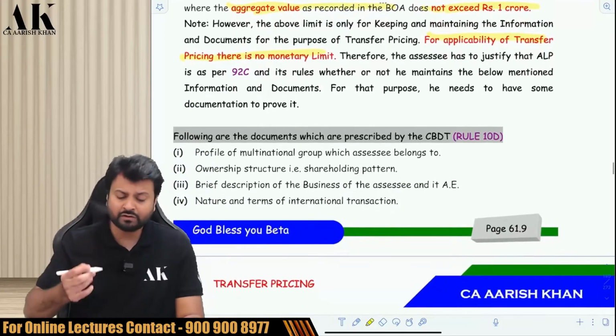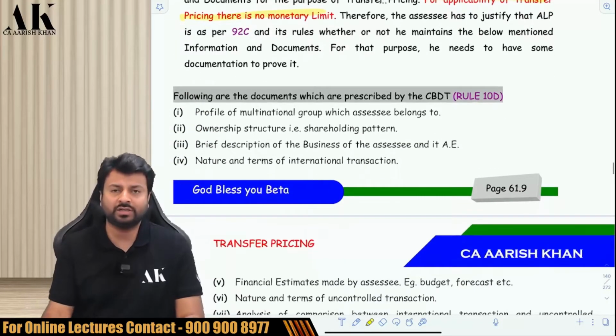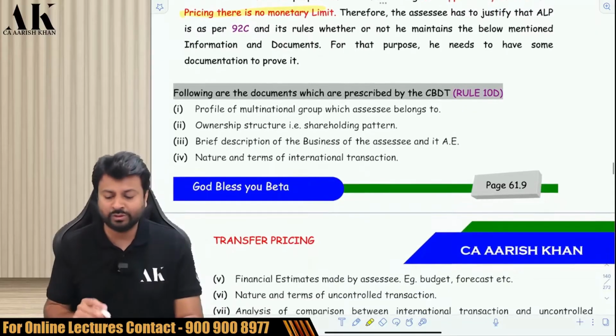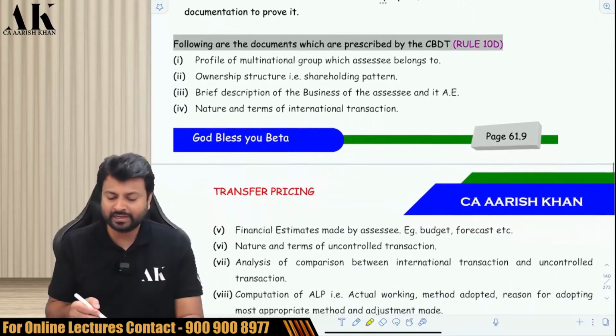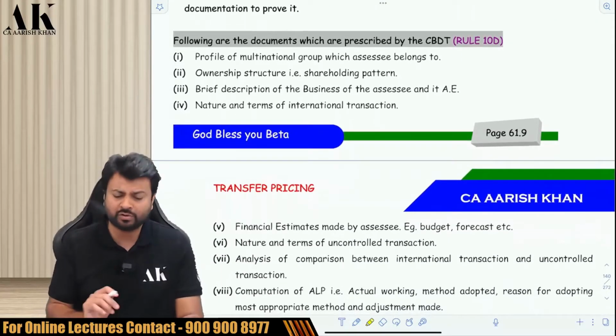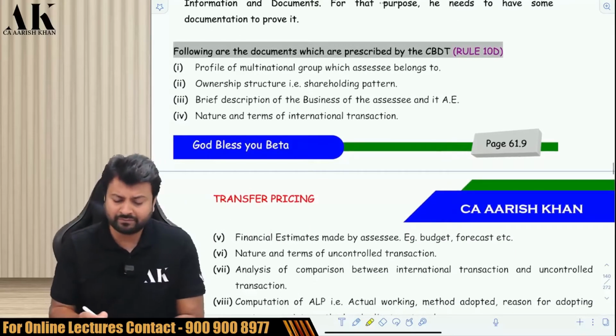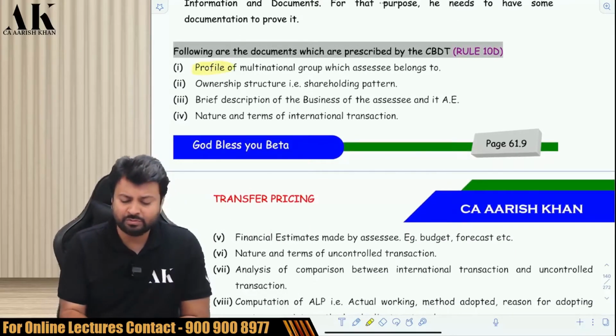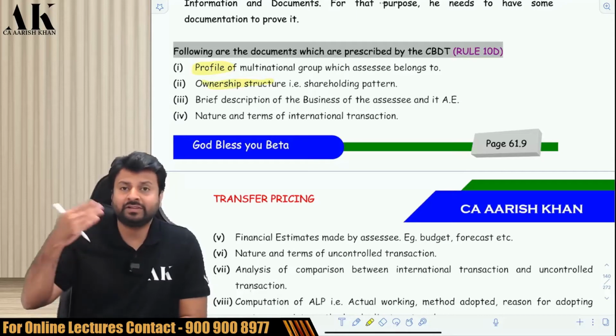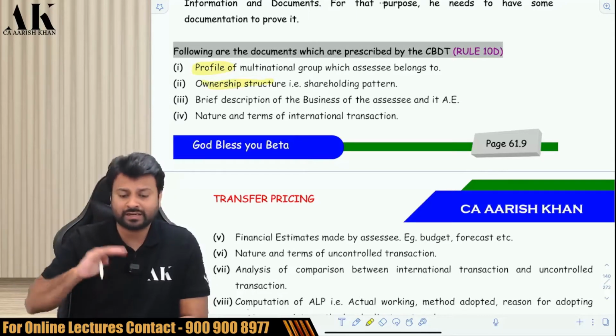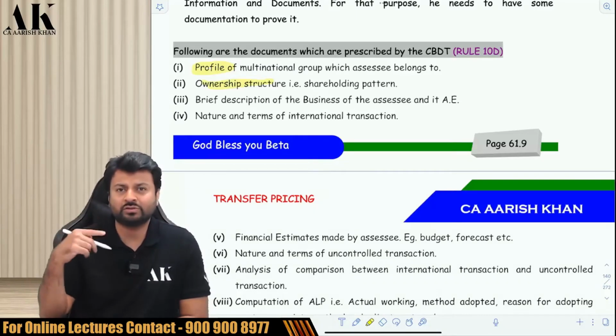Okay, now what are the documents that we have to maintain as per this particular section? In this section, the government has prescribed rule 10D, and according to rule 10D, we have to maintain all these documents and information. It is not necessary to remember all of them, but at least we'll go through all of them once. That is the profile of the multinational group, the ownership structure of the company, that is which company holds and which company is held in our company, etc. So that we come to know who is the associate enterprise of which company.